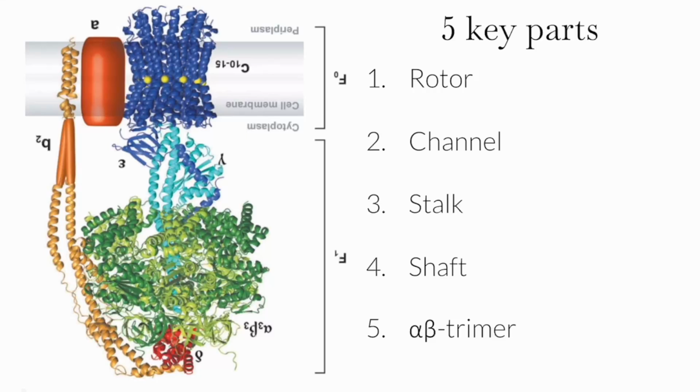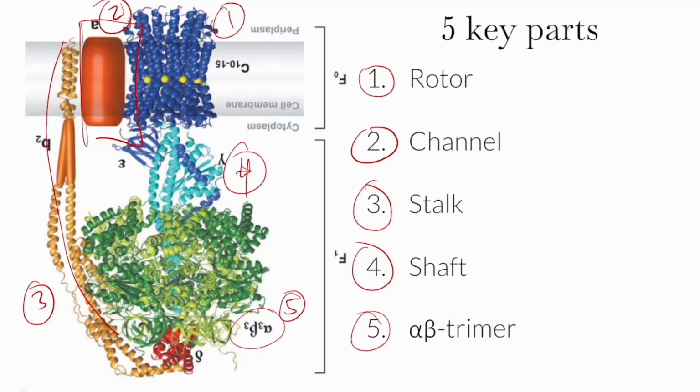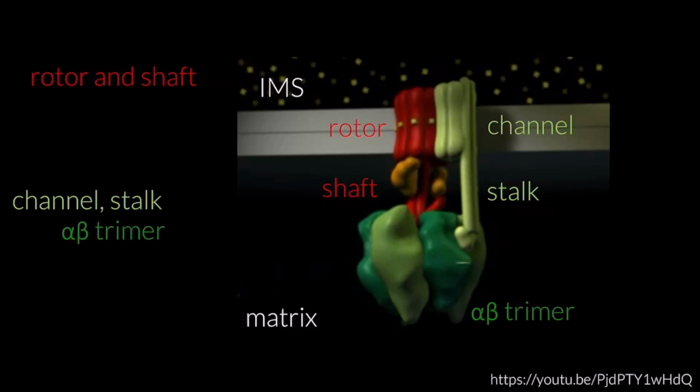Okay. So what are the parts of this ATP synthase complex? I'm just going to label them here. We've got a rotor, and that's right here. This is part of the system that spins. We have a channel shown right here. That's 2. We have a stalk. That's this thing here that connects the rotor and the channel to the rest. We have a shaft shown here. And then finally, we have this thing called the AB trimer up here, this green thing. That is 5. And these 5 parts work together to allow this machine to extract energy, or to make ATP, from a pH gradient.